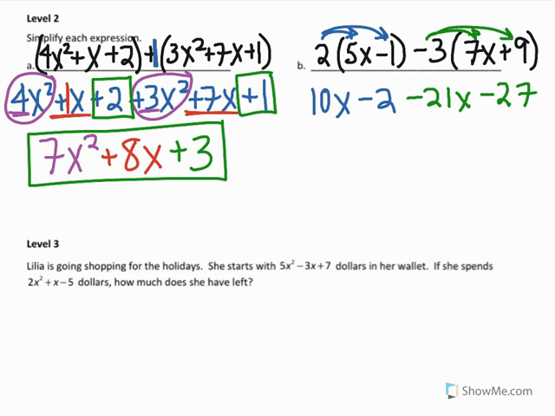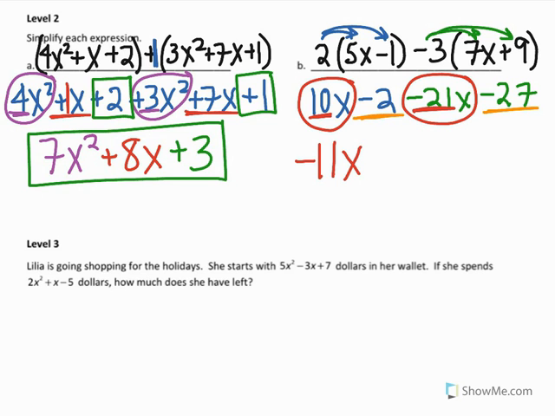Now I'm going to look at combining like terms. So I have 10x here, minus 21x, well 10 minus 21 gives me negative 11x. And then I have my negative 2 minus 27, which is negative 2 plus negative 27, which gives me negative 29.